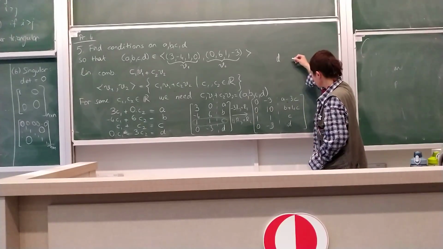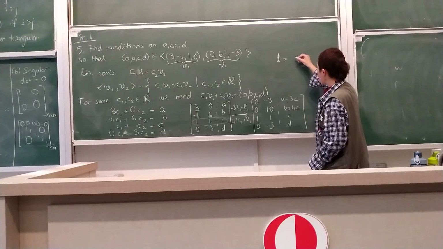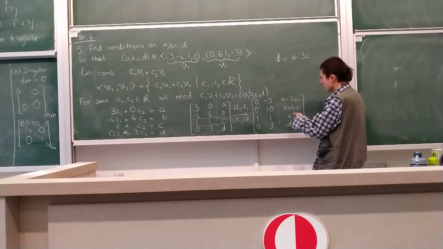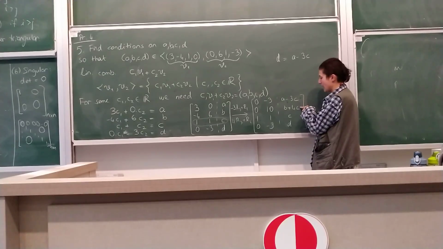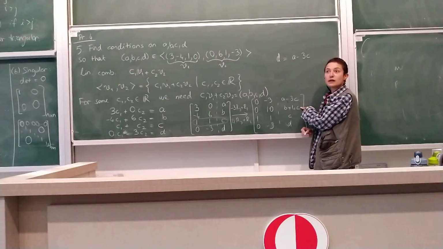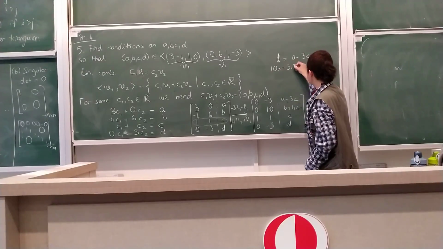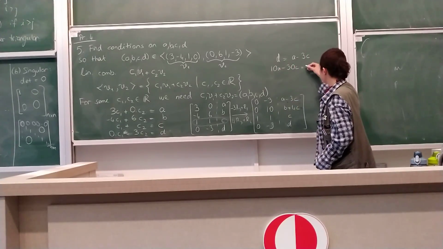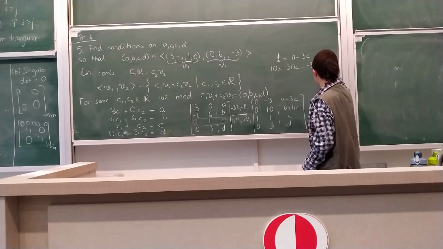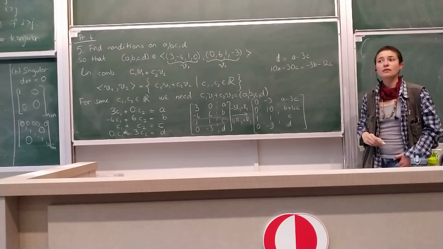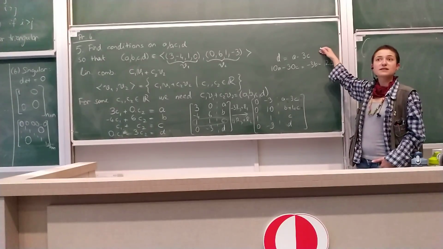D equals A minus 3C. This is for sure. And when I multiply this by 10 and this by minus 3, they should be equal, right? So 10 times A minus 3C should be equal to minus 3 times B plus 4C. Huh? These are the conditions that A, B, C, D should satisfy. Oldu mu?